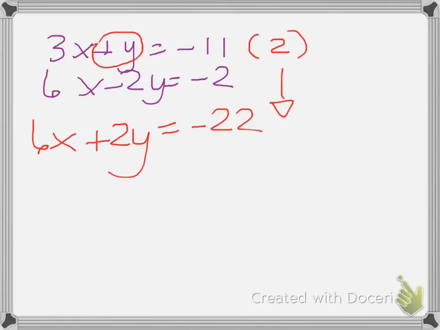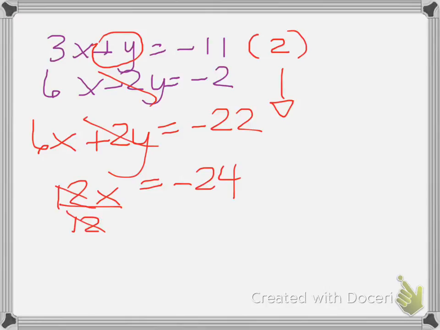6x plus 6x is 12x. My y's eliminate. Negative 2 plus negative 22 is negative 24. Now I'm just going to divide by 12, and I get x equals negative 2. So I'm going to put that in an ordered pair up here. And that was x. So now I'm going to solve for y.